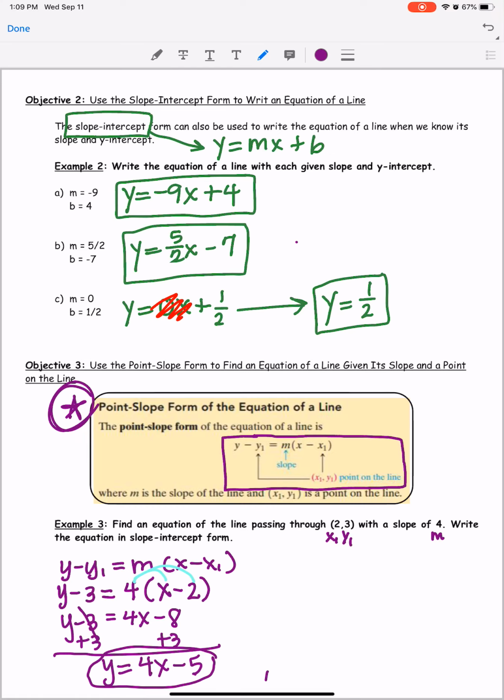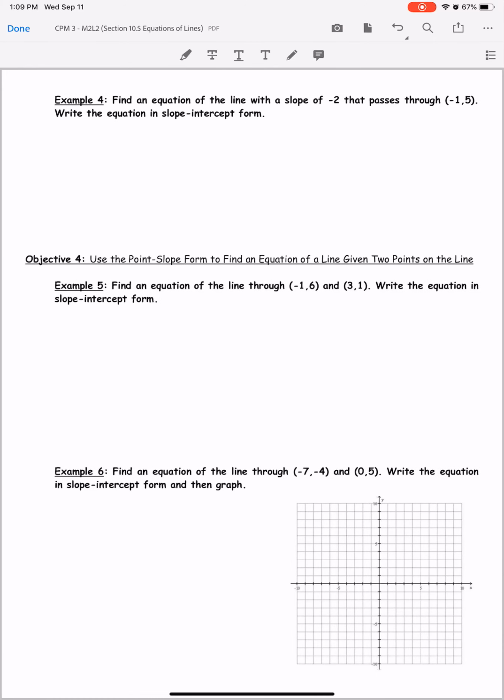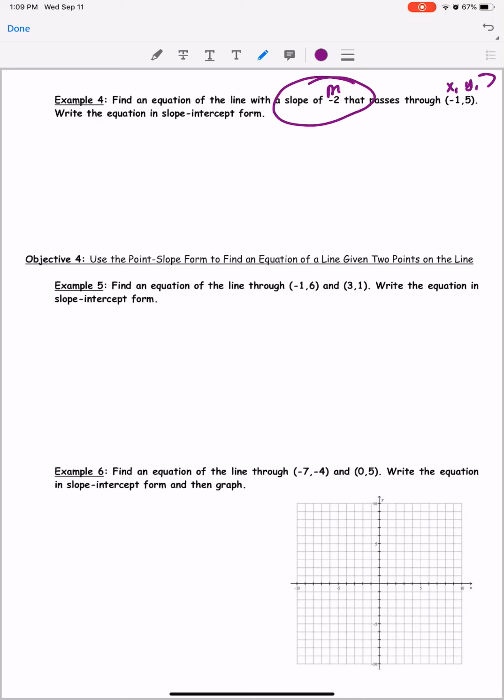Okay, we're going to be using this formula for like another 3 problems. So if you didn't get that, just hang tight, or you can rewind it and pause it. But let's go to the next page and let's try this formula again. So find the equation of a line with a slope of negative 2. So that is my m. That passes through negative 1, 5. So this is my x1, y1. So because I am given the slope and a point, we are using point slope formula. My point slope formula is y minus y1 equals m times x minus x1.